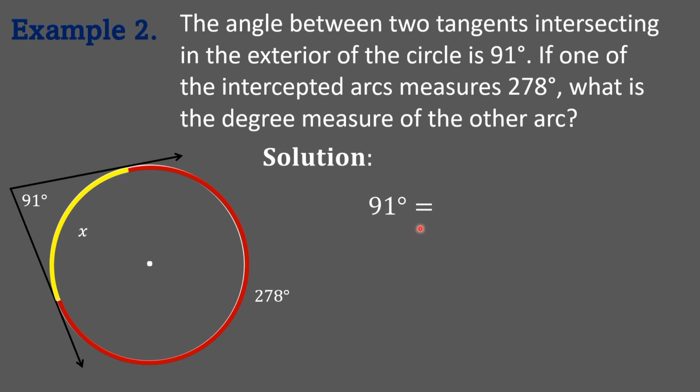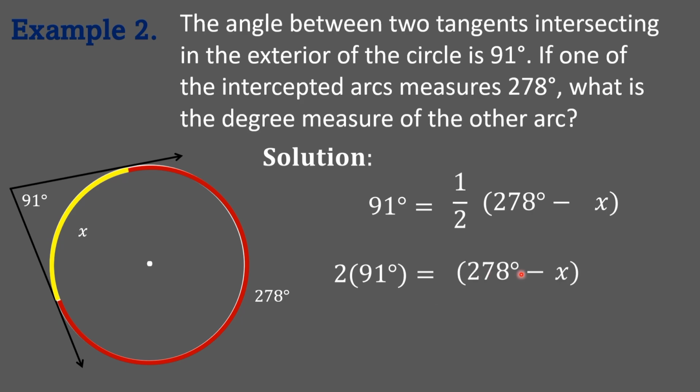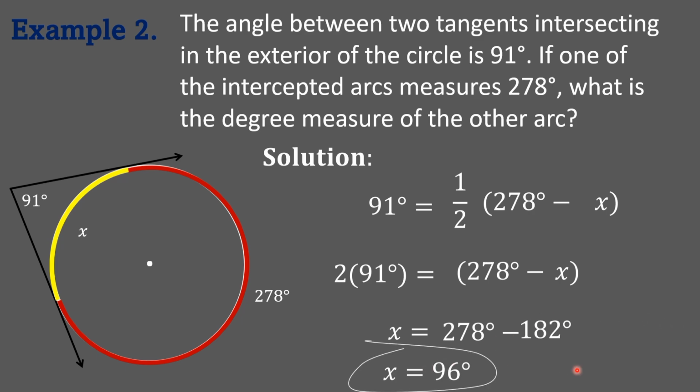91 degrees is equal to 1/2 quantity 278 minus x. Applying the multiplication property of equality, 2 times 91 degrees is equal to 278 degrees minus x. X therefore is 278 minus 182, then x is 96 degrees.